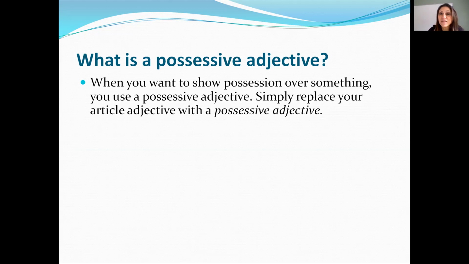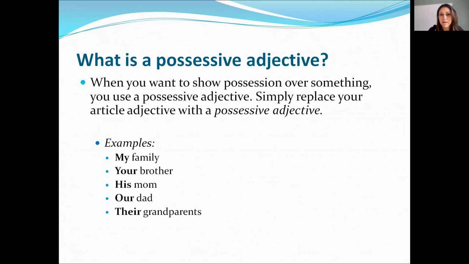But a possessive adjective shows ownership. So when you want to show possession over something, you use a possessive adjective. And just like in English, you simply replace the article with a possessive adjective. Here are some examples. Instead of the family, you would have my family. A brother would be your brother. See, you're showing who the brother belongs to. It's your brother.